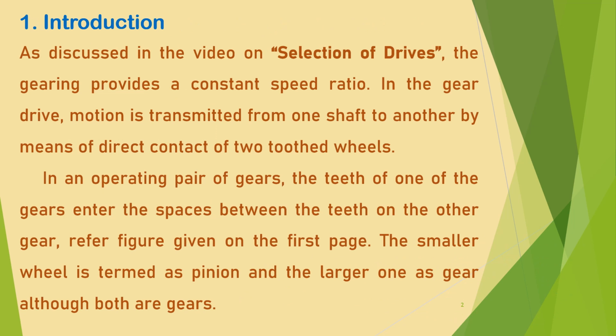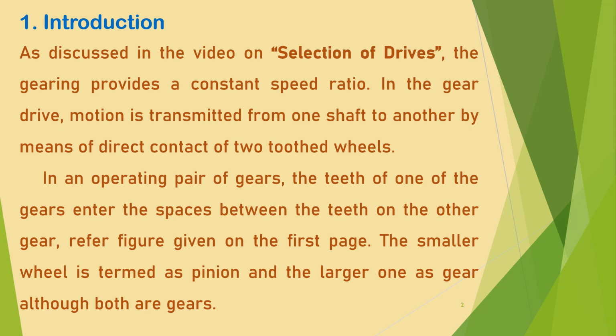As discussed in the video on selection of drives, the gearing provides a constant speed ratio. In the gear drive, motion is transmitted from one shaft to another by means of direct contact of two toothed wheels. You can refer to the figure on the first page.